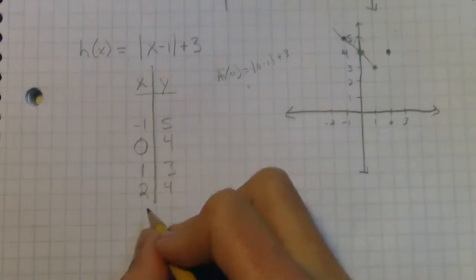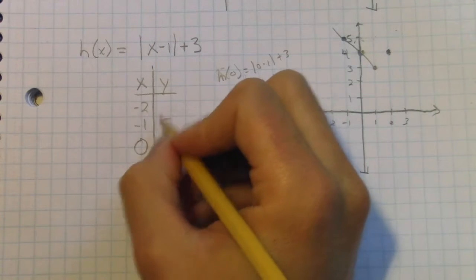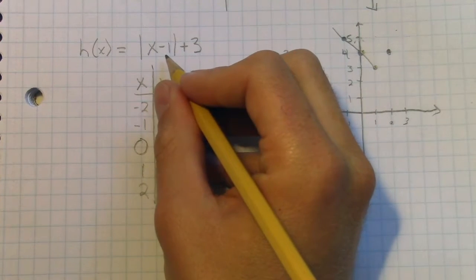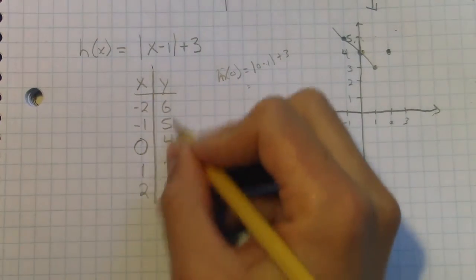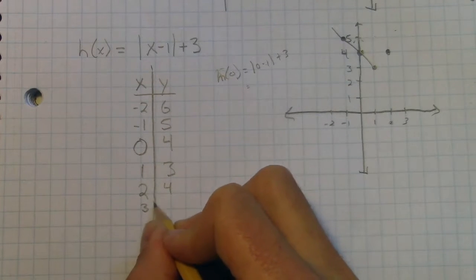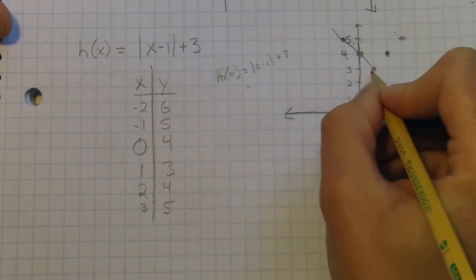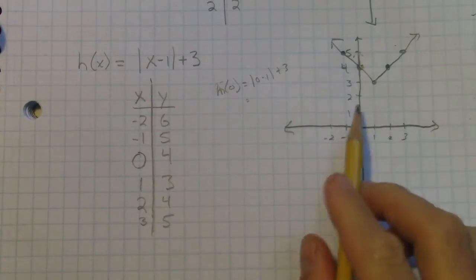So the same thing is going to happen at negative 2. Negative 2 minus 1 is negative 3. The absolute value of negative 3 is 3. 3 plus 3 is 6, right? You can kind of see where this is going. So it looks like we've got a little graph going here, and this looks very similar to what I had originally.